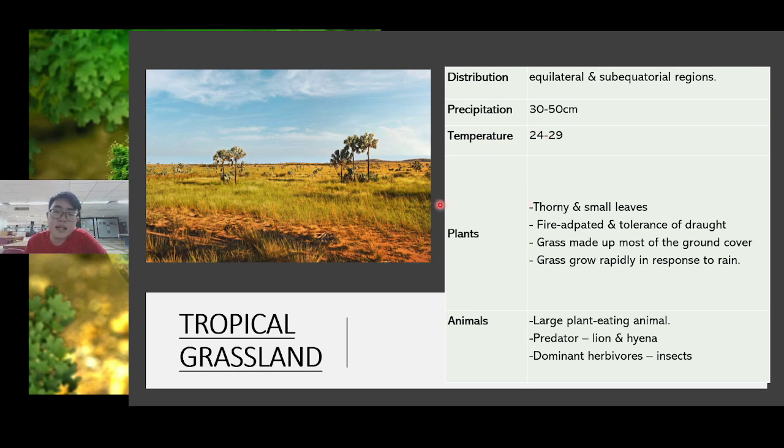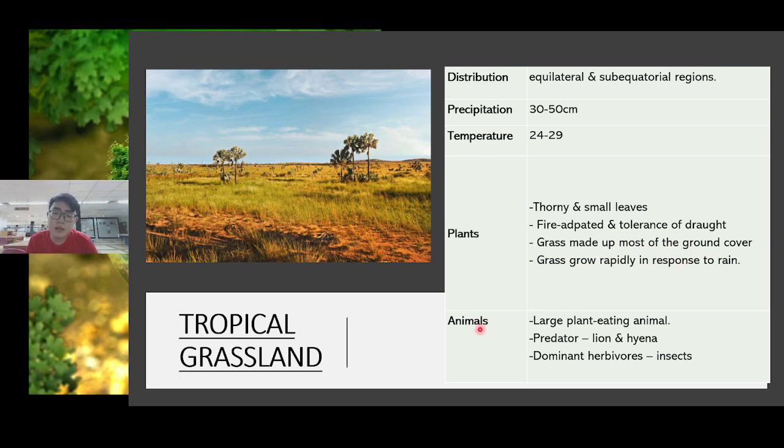The plants there normally have thorny and small leaves, and they are fire adapted and tolerant of drought, because all the plants are under the sunlight. If the sunlight and temperature are very high, it will burn too. So the plants need to survive there, they must be fire adapted and tolerant of drought. The grass makes up most of the ground cover and grows rapidly in response to that.